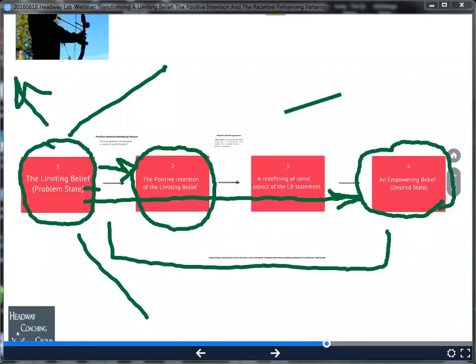Okay, the causation of the limiting belief. Okay. What was the point? Yeah, okay, great. Perfect. Not as negative or limiting. Okay, Yvonne. Any other ideas, guys? Why do we call this particular reframing pattern a positive intention pattern?